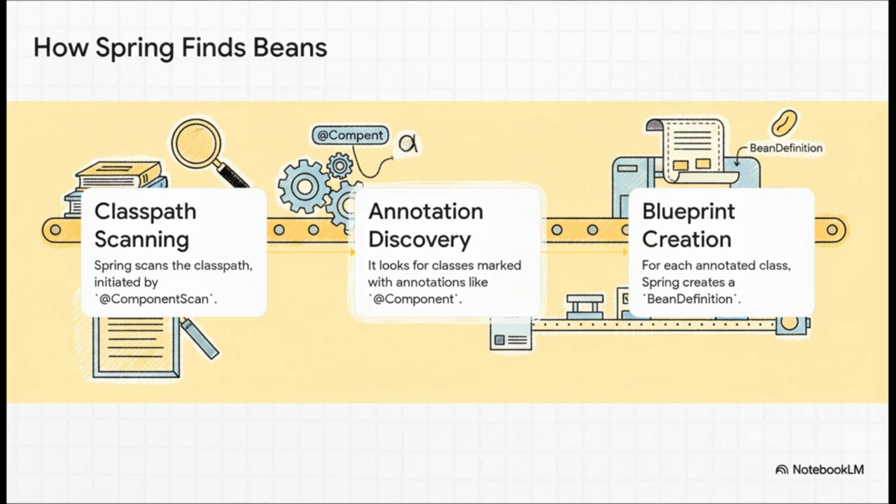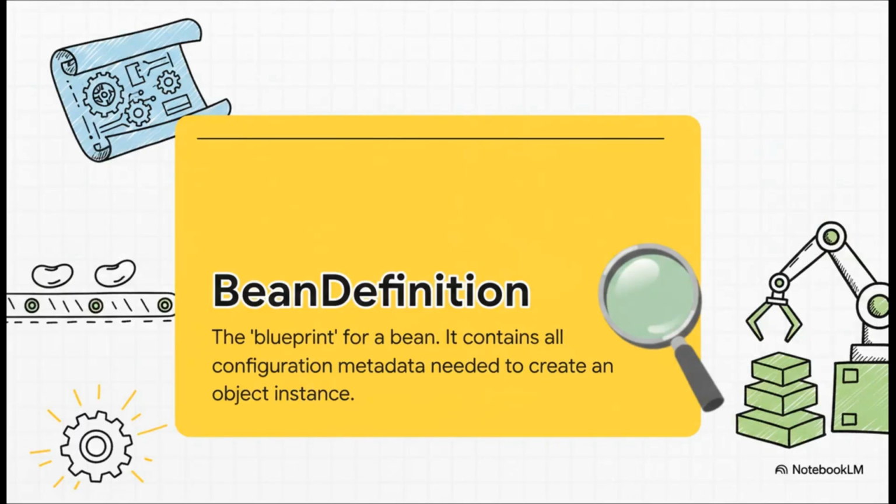But here's the important part. When it finds one, it doesn't build the object right away. First, it creates something called a bean definition. And you should really think of a bean definition as the architectural blueprint for an object. It's the recipe. It tells Spring everything it needs to know: what class to use, how to build it, what other parts it needs. All the instructions are right there in that blueprint.